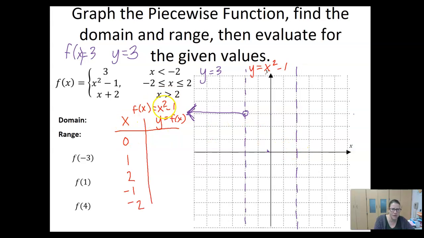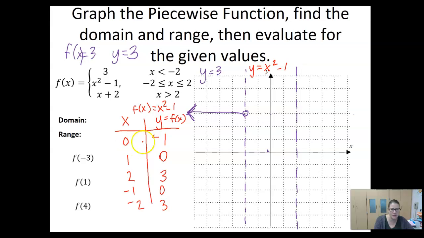Now if I put 0 into this function, 0 squared is 0, and 0 minus 1 is -1. If I put 1 in for x, I'm going to get 1 squared, which is 1, and then 1 minus 1, which is 0. If I put 2 in here, I'm going to get 2 squared, which is 4, and 4 minus 1 is 3. If I put negative 1 into the function, negative 1 times negative 1 is positive 1, and 1 minus 1 is 0. And if I put negative 2 in there, I'm going to get negative 2 times negative 2, which is 4, and 4 minus 1 is 3. So now I have 5 points I can plot.